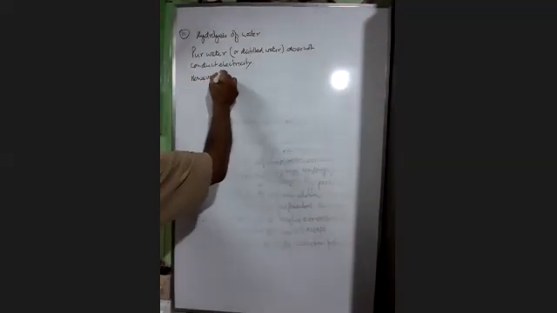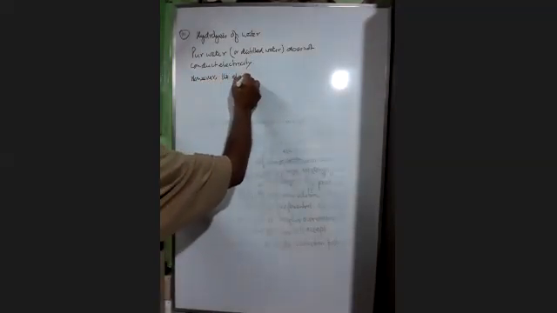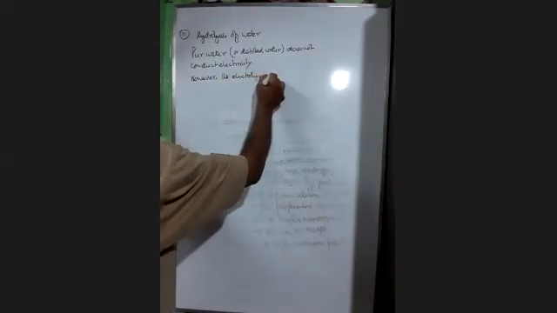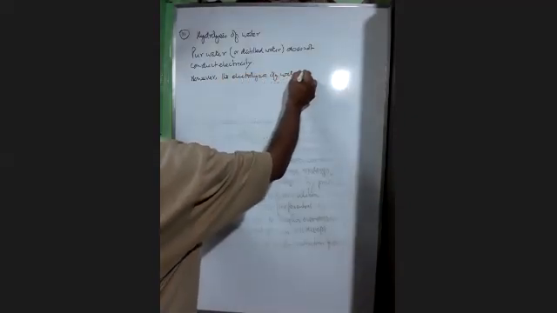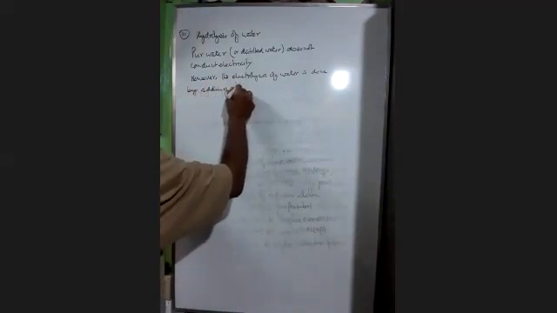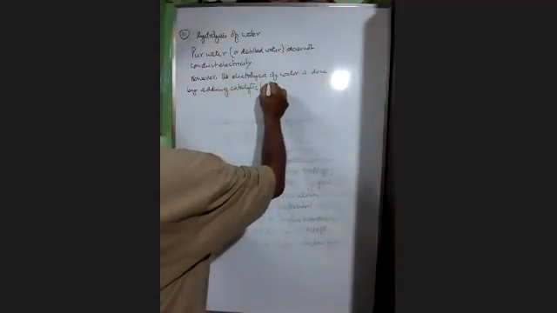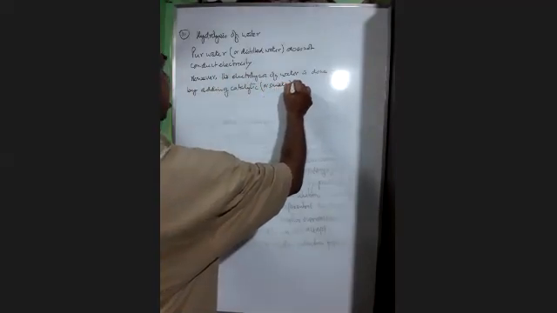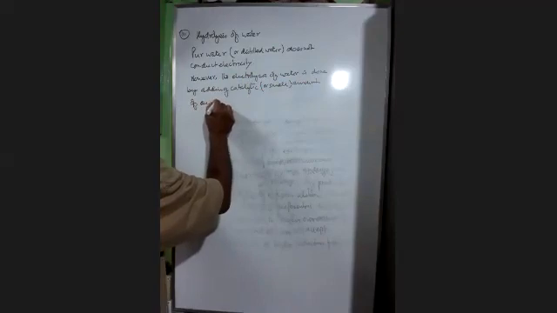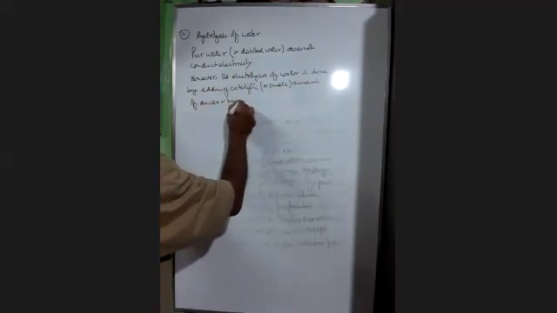However, the electrolysis of water is done by adding catalytic, means a small amount of acid or base.